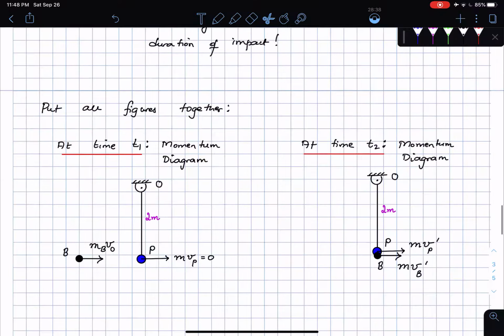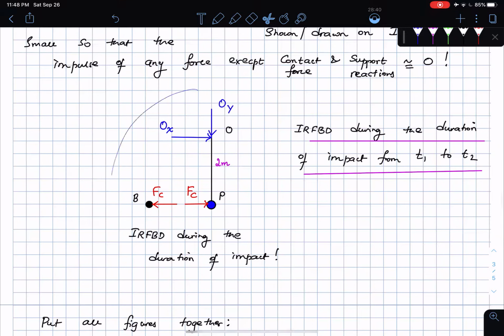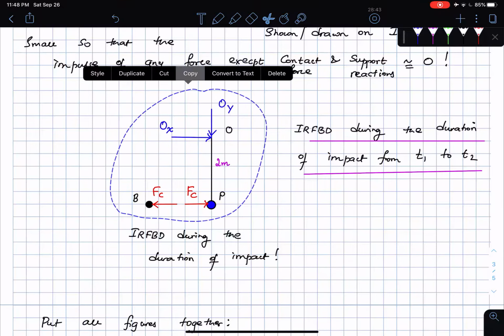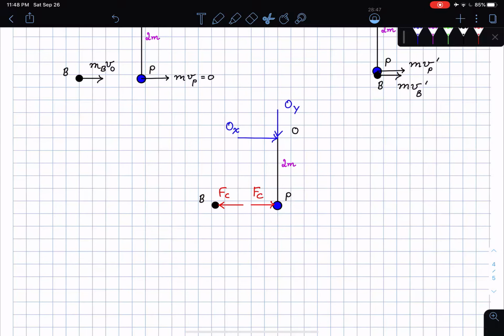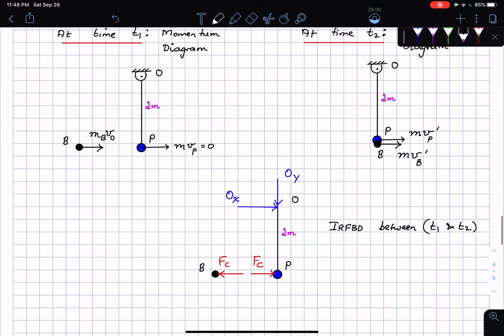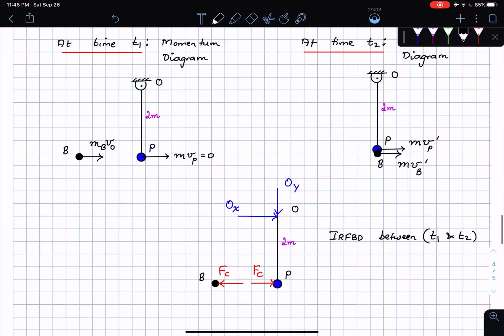And I'm going to have the impact relevant free body diagram during the duration of impact. So I'm going to copy that and paste that right here. This is the IRFBD between time t1 and t2. These are the three figures that I have to get my problem started: one momentum diagram, then one momentum diagram at t2, and then the impact relevant free body diagram.